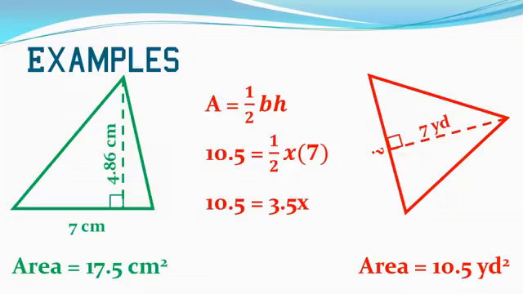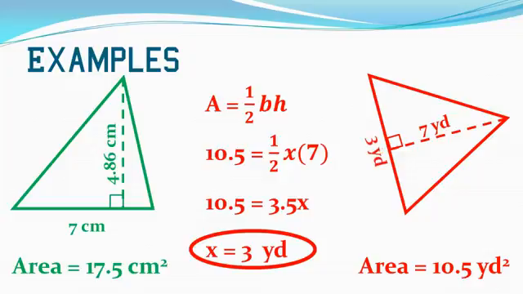I'm going to divide both sides by 3.5. 3.5x divided by 3.5 gives me x, because I get my identity of 1. 10.5 divided by 3.5 equals 3. Again, notice my unit went back to yards from yards squared. That's the value that represents my base. My base is 3, my height or altitude is 7. I could check either of these by plugging it back in. 1/2 times 7 times 4.86 would give me 17.5 centimeters squared. 1/2 times 3 times 7 would give me 10.5 yards squared.